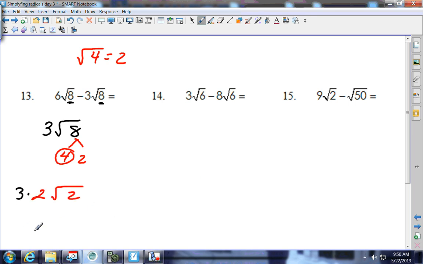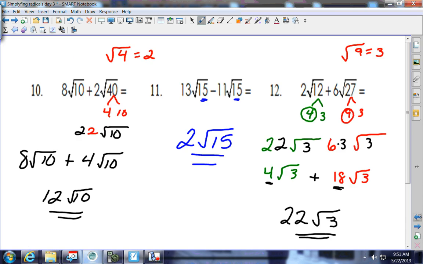Your answer should have been 6 square root of 2. I have a feeling that if you did it, you left it as 3 square root of 8. Be very careful. You have to have it in the simplest form. Number 14. Did I leave it on square root of 8?